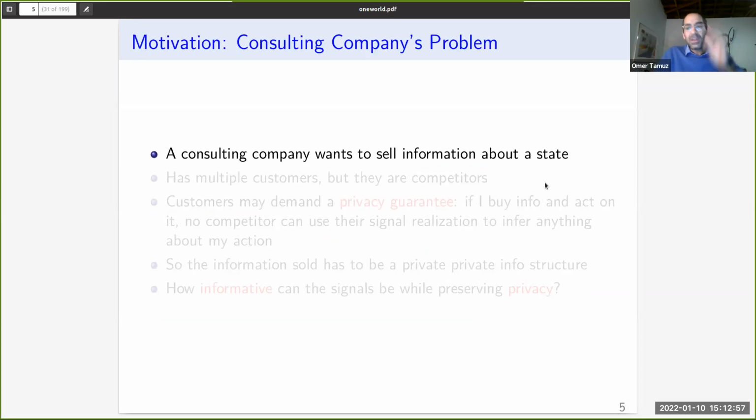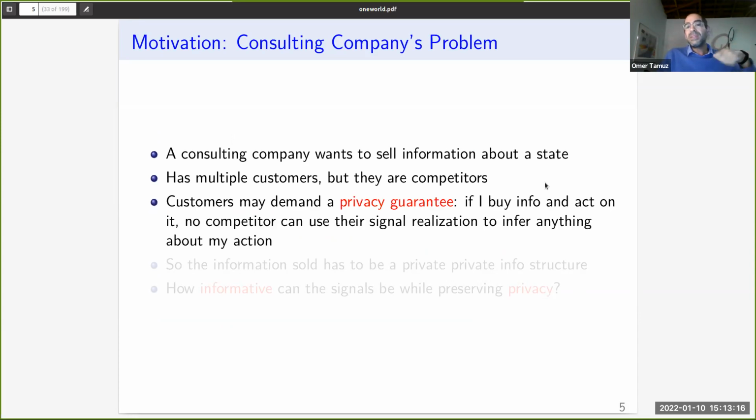Let's talk about motivation. So here's one not very formal motivation. There's nothing mathematical here, but imagine that you own a consulting company and you sell information about some state, and you have many customers, and some of these customers are competitors. Now, these customers might want to have a privacy guarantee. If they buy some information from you, they don't want anybody else to know the piece of information that you got from them. They're competing with your other customers. In fact, it's not just that they don't want somebody to know exactly what they got. They don't want anybody to have any information about the information that they got.